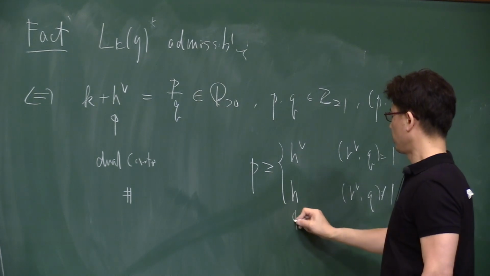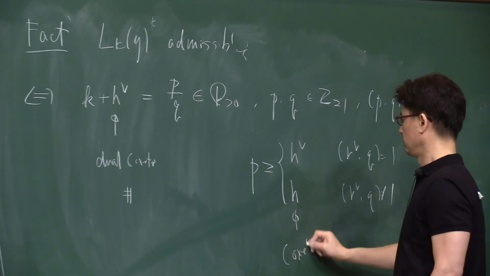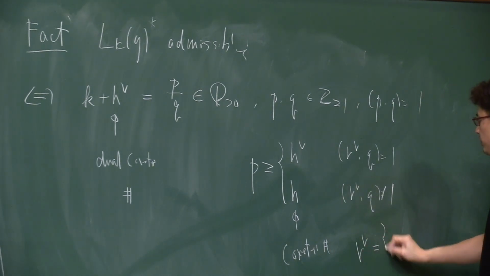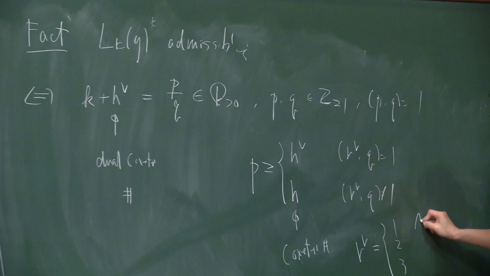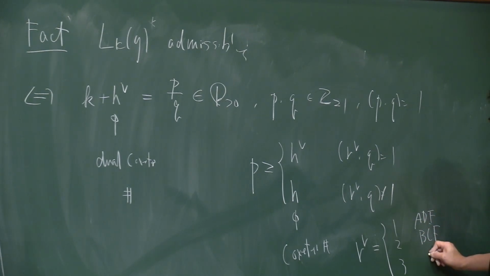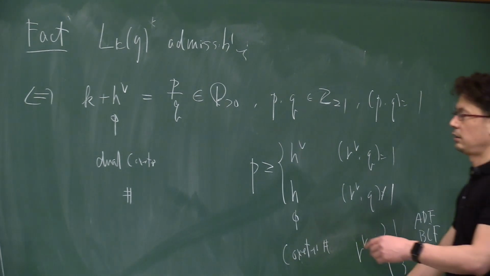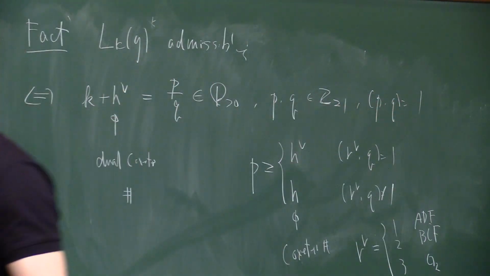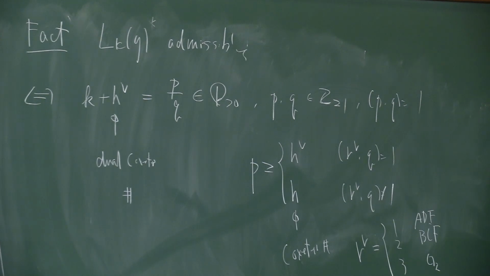h is the Coxeter number, and r check is the lacing number, so it's 1 or 2 or 3: 1 for ADE, 2 for BCF, and 3 for G2. And yeah, so let me state the statement. And the statement is the theorem.